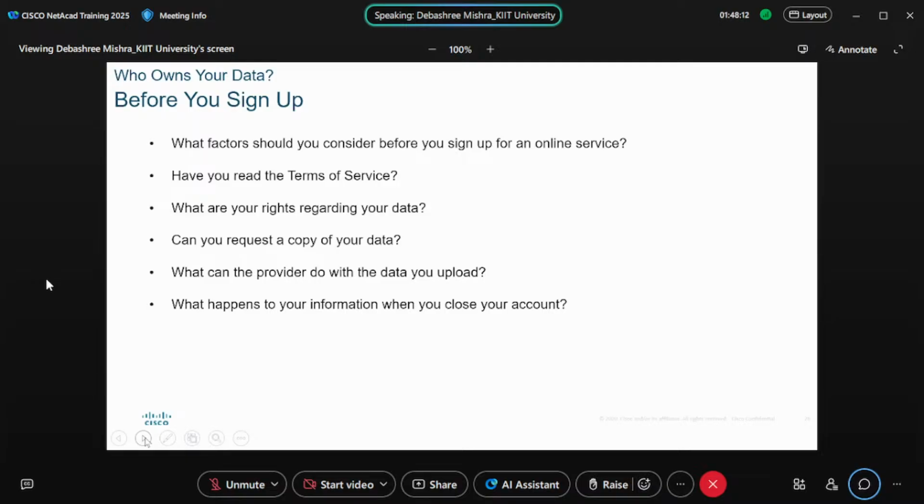The next is, what happens to your information when you close your account? These are certain things that you need to know before you sign up to any terms and conditions, or we can say the agreements.